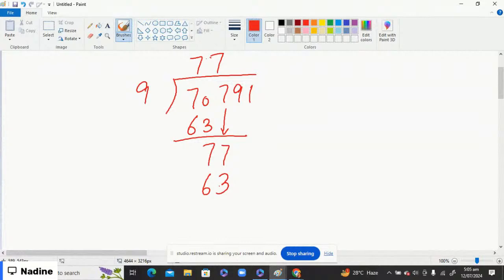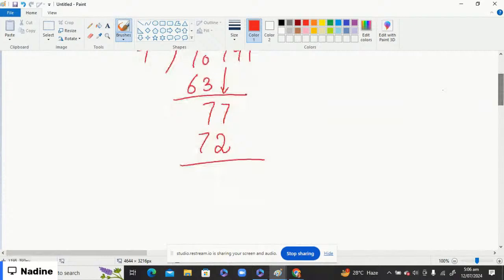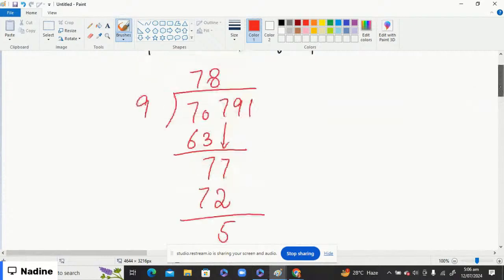Now here, not 9 times 7, 9 times 8 is 72. Okay, that is a bit closer. So we're going to put 9 times 8, which is 72. Now what's left? Here 5 is left. Now putting down the next number, that is 9 here.